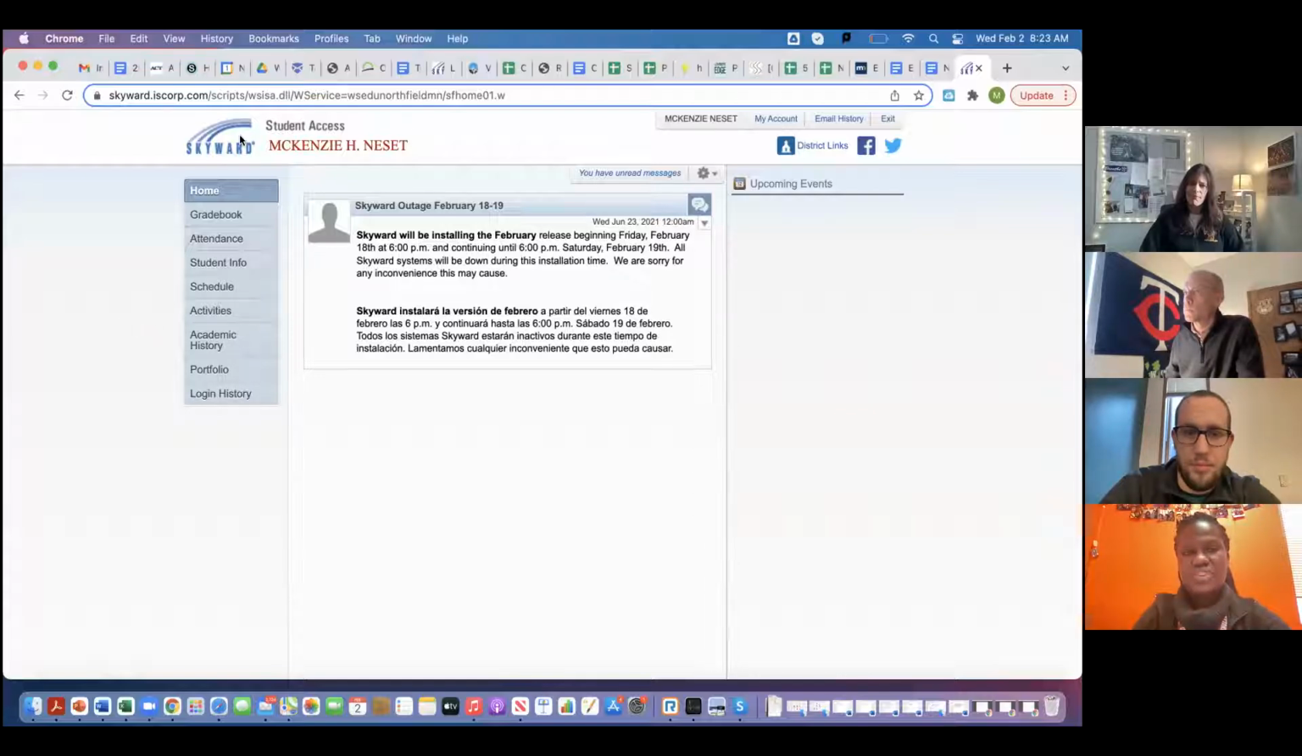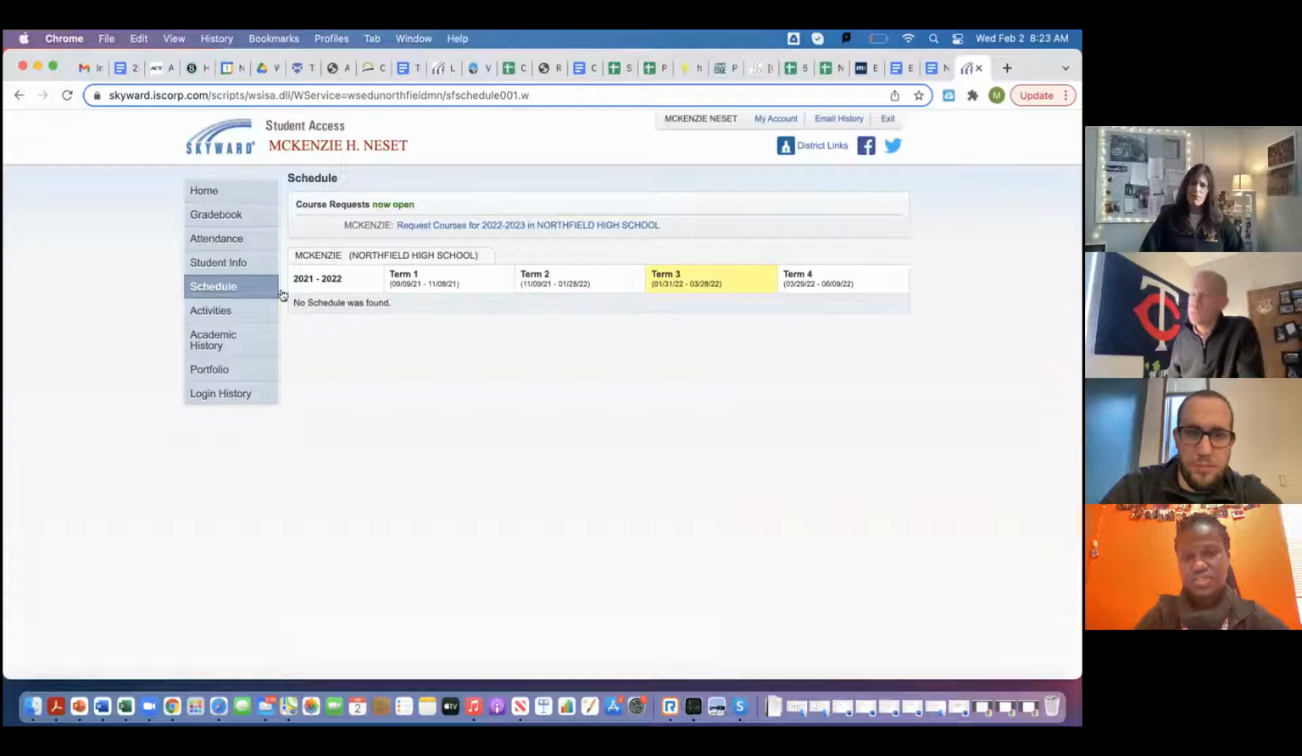So sign into your Skyward account and then look on the left side. Go down to where it says schedule. Click on schedule, and then look for the big blue link at the top that says request courses for 2022, 2023. Click on that.